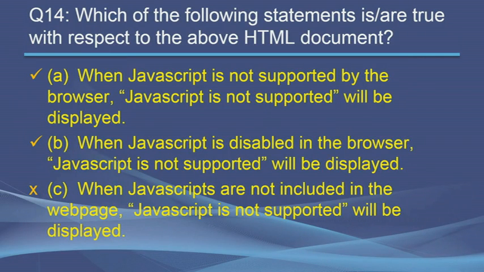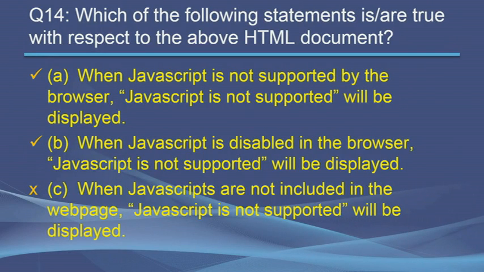That is true because the main idea of NoScript is to check whether JavaScript is supported or whether it is enabled in the browser. So that's the main thing it looks for. So as soon as JavaScript is not supported by the browser, it will throw the message JavaScript is not supported. The second option, when JavaScript is disabled in the browser, JavaScript is not supported will be displayed. That is also true because that is what NoScript actually checks for, whether it is supported or whether it is not enabled.